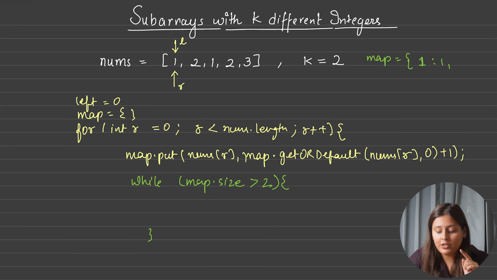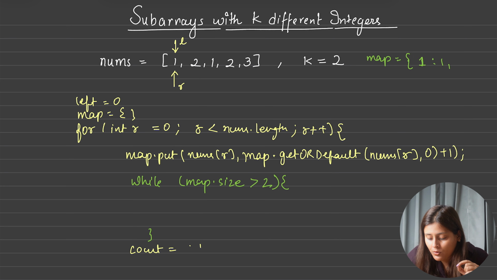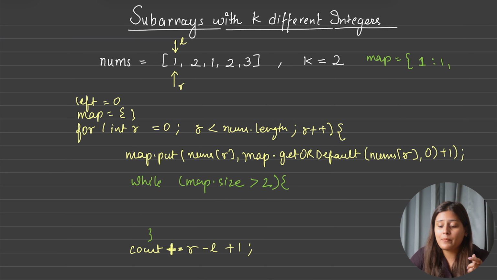Okay, so what I will do, I will count the number of subarrays. I have told you, to count the number of subarrays, what we do? Right minus left plus 1. Okay, and that we will do with a plus equal to, so I would like to add it. Okay, why right minus left plus 1?